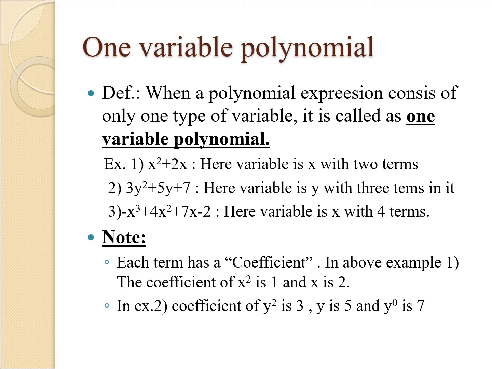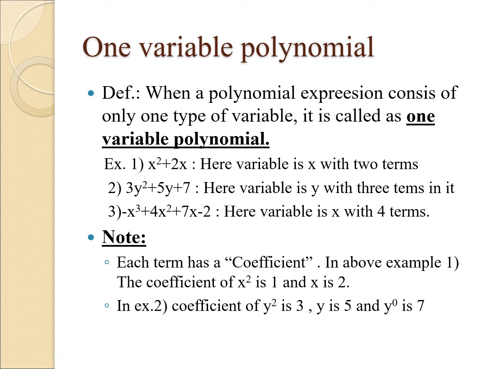Second example, 3y square plus 5y plus 7. Here the variable is y and there are three terms. The first term, this 5y is the second term, 7 is the third term. So in all the terms, y is the variable. Here 7 is a constant. So what is the exponent of y? It is 0. So it is to be considered 0. Only one variable is there, so this is also called a one variable polynomial. Similarly, in the last example, there are four terms with only one variable x.